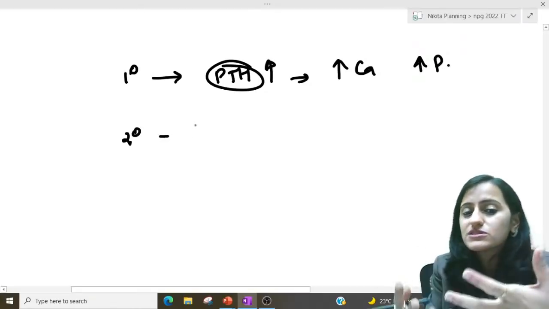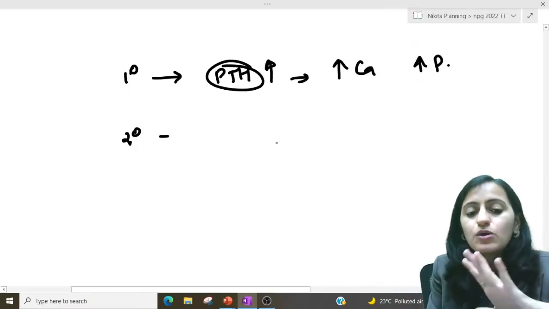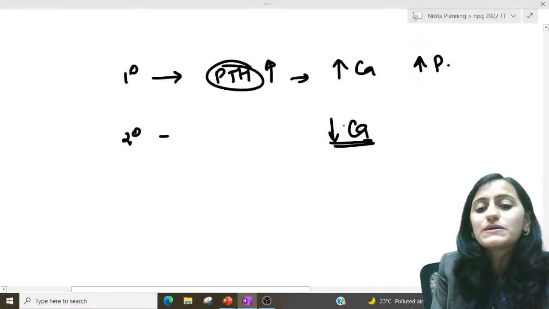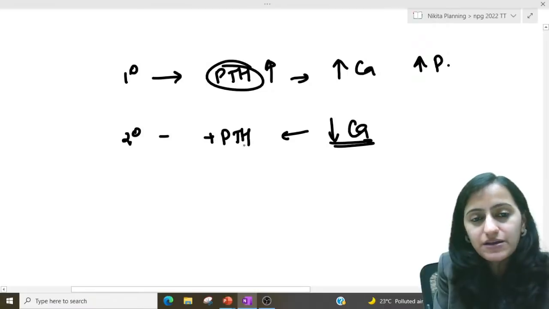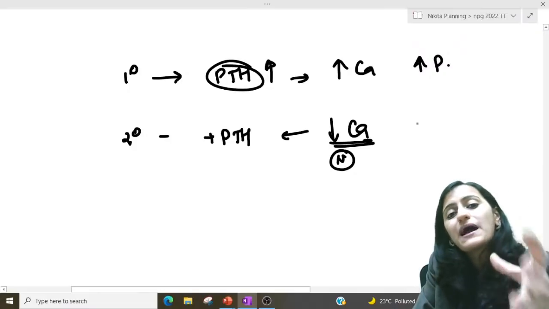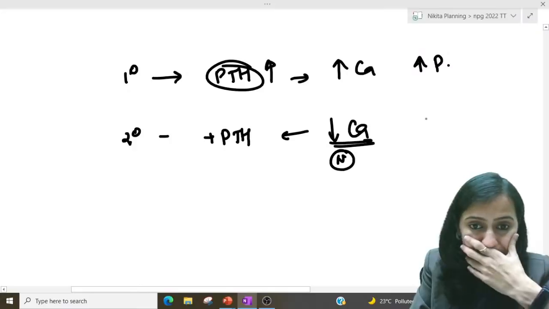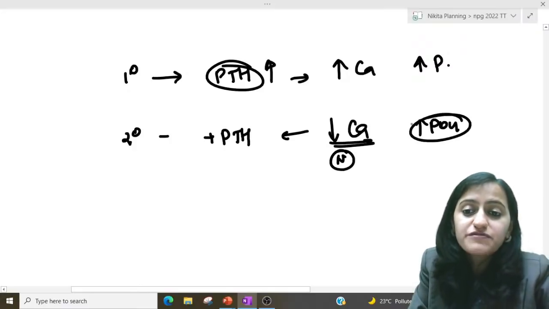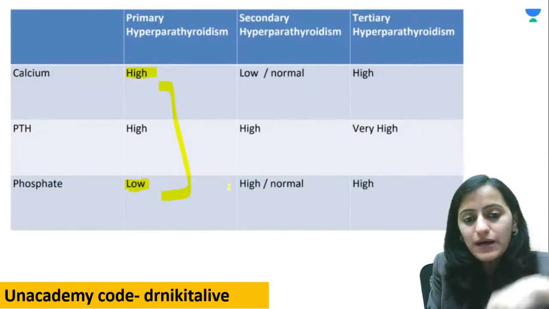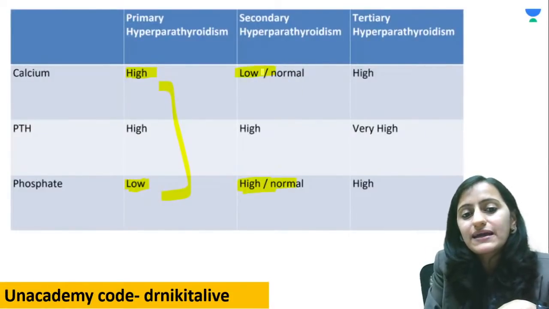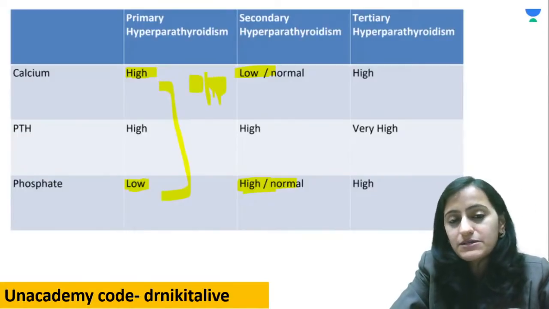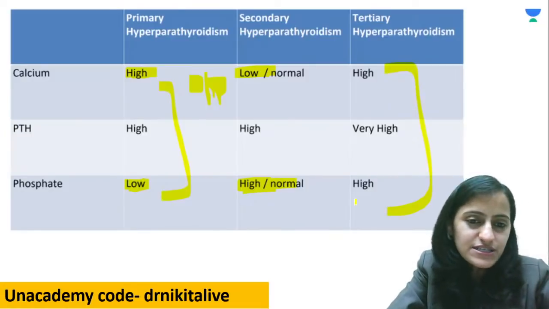Secondary means the parathyroid has not enlarged by itself. There is a stimulus for that. What stimulates parathyroid is decrease in calcium. So in secondary, there would be decrease in calcium which stimulates parathyroid. Then that parathyroid tries to normalize the calcium. And what will parathyroid do with the secondary one? Phosphate is increased in secondary because the most common cause is renal failure. So look at the secondary one: the phosphate is high or normal while the calcium is low. So it is basically opposite of primary. And in tertiary, everything is high. Tertiary is not very important.